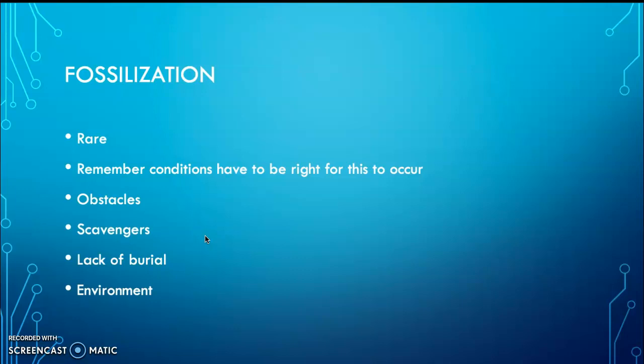With our fossilization, remember that it is rare and the conditions have to be just right for this to occur. Various obstacles that we can come across when an animal dies: scavengers are going to move things around, the organism is not going to get buried, and the environment can wash things away, destroy things, or it's in a place where it's not going to get buried at all.